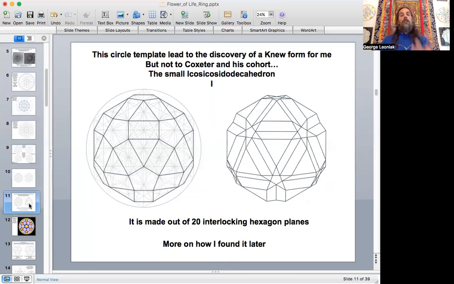So this form here, it is called the small dodecahedron. And Coxeter and his cohort of great discoverers and geometers, they all figured this form out in the 20th century, probably in the 1950s or something like that. And Magnus Wenninger, he built the form, and there are some models of it. I'm going to build it soon too. But what it is basically is hexagon planes, hexagon faces.